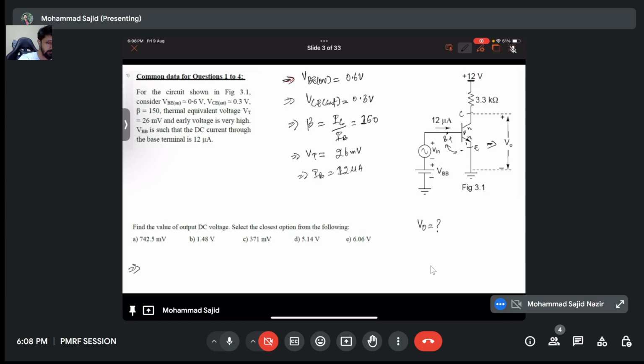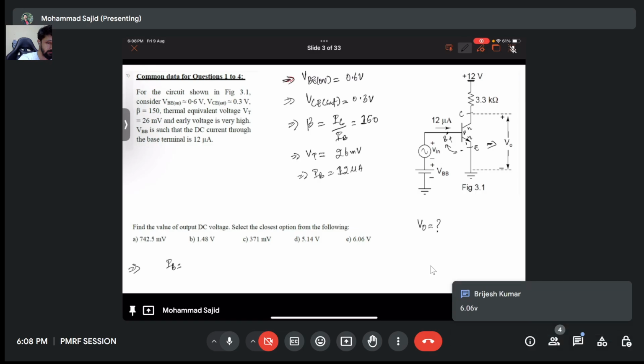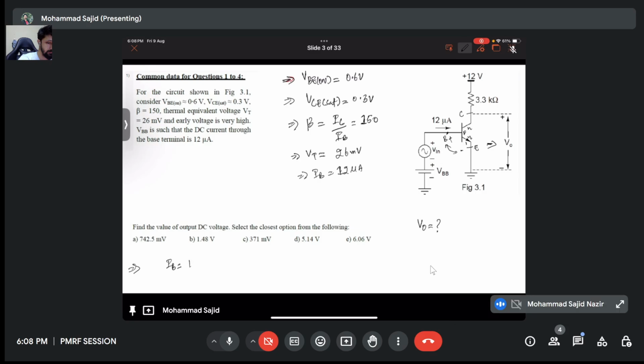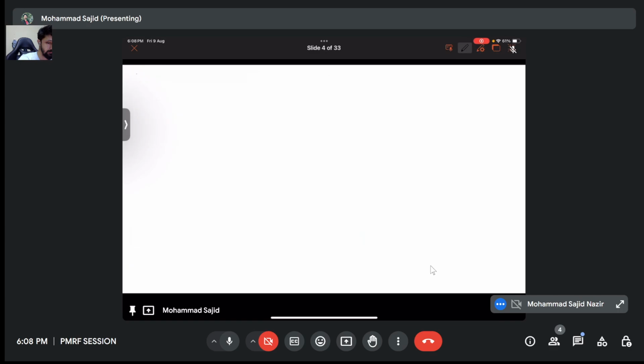IB is 12 microamperes, so your IC will be beta times IB, right? This means IC will be beta, 150, multiplied by 12 microamperes. This means IC is 1.8 milliampere.